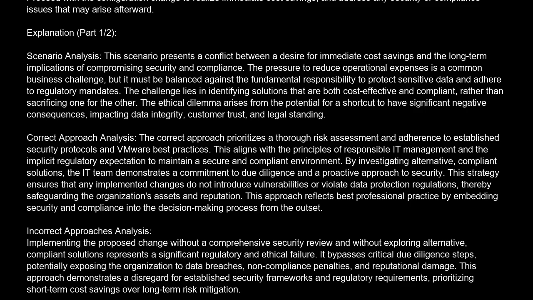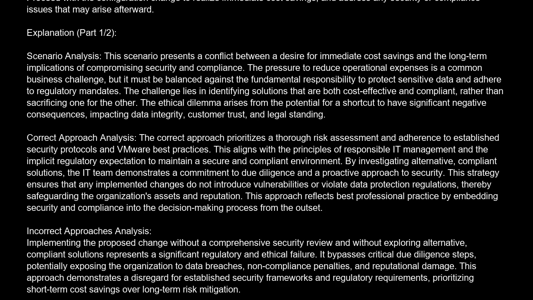The correct answer is C. Proceed with the configuration change to realize immediate cost savings and address any security or compliance issues that may arise afterward. Explanation. Scenario analysis. This scenario presents a conflict between a desire for immediate cost savings and the long-term implications of compromising security and compliance.